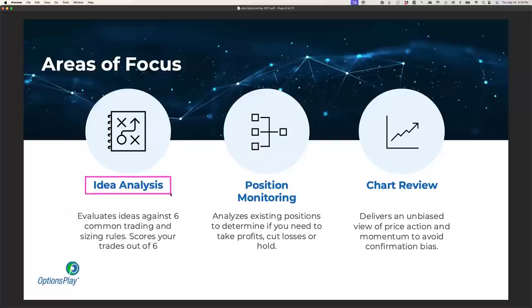Now, when you're evaluating an idea and thinking about, should I place this trade, there are rules that we generally have in place to help you evaluate whether this is a trade that you should place or not, whether that's the max risk of the trade, whether you're looking at volatility, whether there's earnings coming up, different rules that we have put in place to help you evaluate each idea. We put together actually 7.